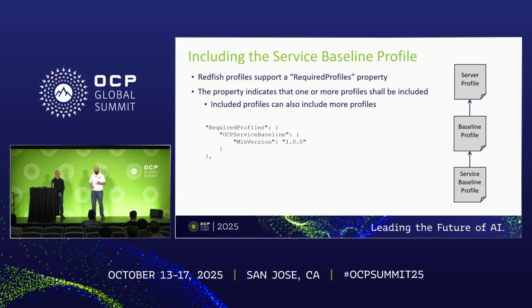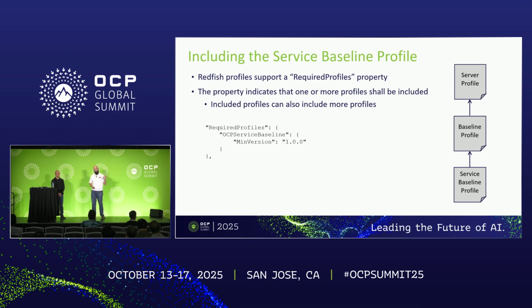So going into a little bit of the way profiles reference one another, there's a very simple grammar within the profile to reference other profiles. Usually you'll find a term called required profiles inside the JSON file, and in there it lists all the profiles that your profile is based upon. So in this case, if you want to include the service baseline profile, within the required profiles block, you'll include the name of the profile, which in this case is called OCP Service Baseline. It also allows you to specify the minimum version of the profile that you need to include.